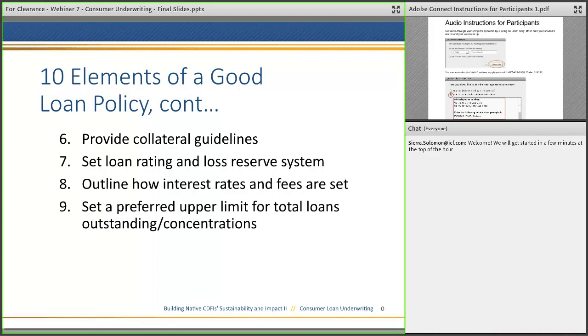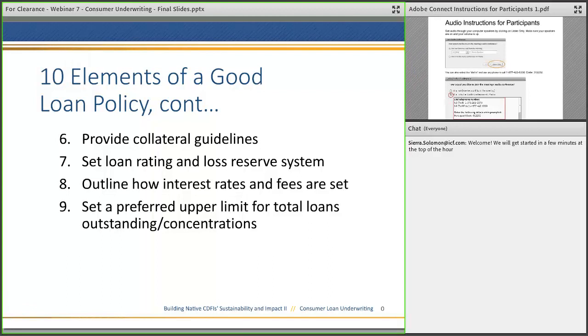The next one is to set a preferred upper limit for total loans outstanding and concentrations. In this section, you would want to consider what your maximum exposure per borrower is. So based on a percentage of your lending capital, how much do you want one borrower to be able to have of that?